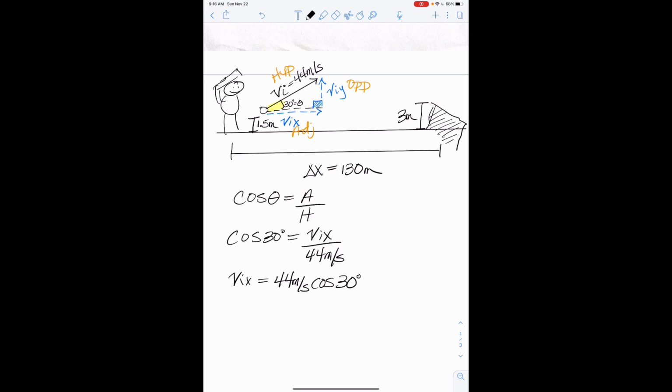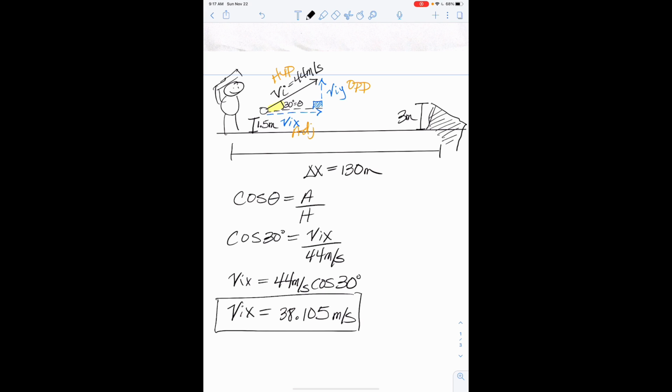All right. Cosine 30 is that square root 3 over 2 or 0.866. So I got to type that in really quick. It's going to be 38.105 roughly. Go out 2 or 3 numbers past the decimal. Don't forget your units. VIX is a vector. It has units, it points.